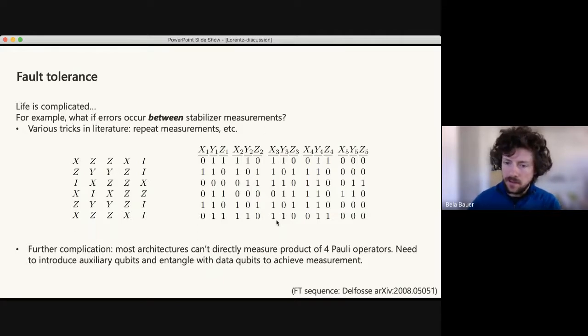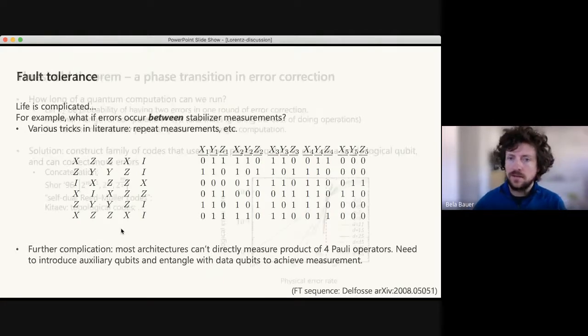Another important complication is that, of course, in most architectures, you can't directly go and measure this product of 4 Pauli operators. So you need to introduce auxiliary qubits, entangle the data qubits with those, and so on, to actually achieve the measurements. So the real world is more complicated than this.